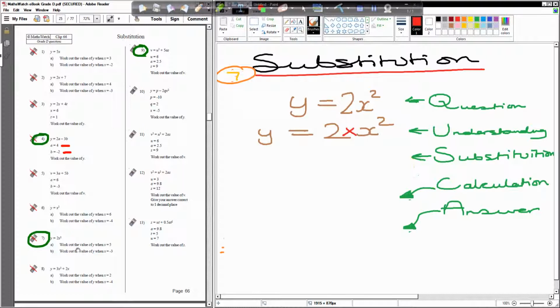Now, what is the value of x in the question? It says work out the value of y when x equals 5 and when x equals minus 3. So we're going to use the minus 3 for the value. So the x is equal to minus 3 and put a bracket around it. Okay, let's put it back in. Okay. I'll be happy with that so far, yeah? We've done the question, we've written it down, we've understood it, we've put the value in there, and now we're going to do the calculation.